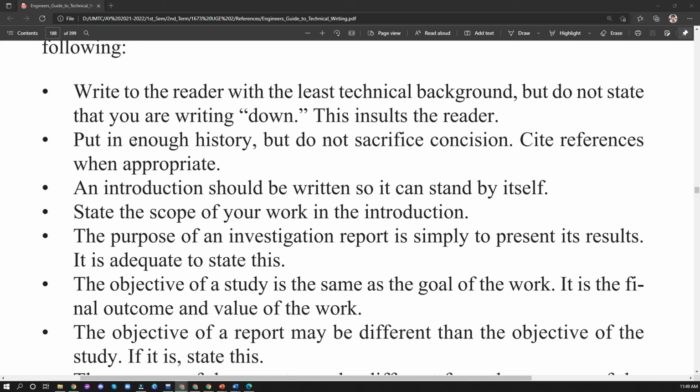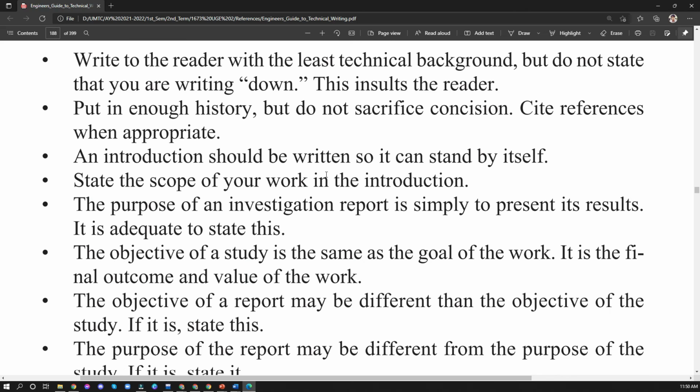Then, put in enough history but do not sacrifice concision. So, kung magsulat ka og report, dapat naa tay history about sa imong report, no? Pero ayaw nga sobra ka-detail ang imong history. I-consider gyapon nimo nga concise ang imong gipanggamit nga mga words ug paragraphs, no? Butang lang ka og at least gamay nga background.